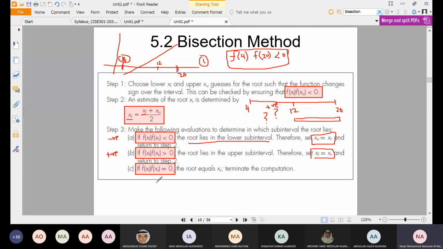The third condition: if f of xl, the function at the lower limit, multiplied by the function evaluated at the midpoint is equal to 0, then in this case I will terminate, because x of r is the root itself. If this is equal to 0, I will stop here because this is the root that I am looking for.